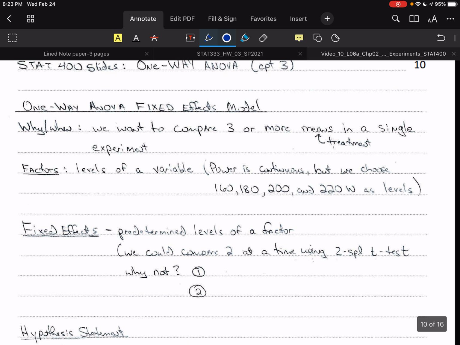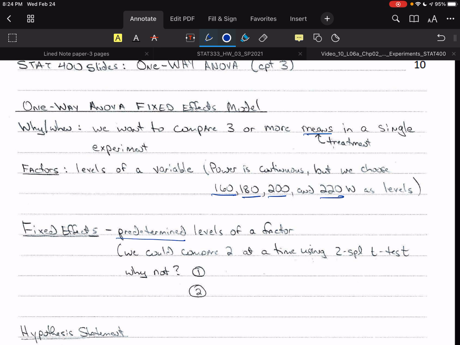So, again, why would we want to do a one-way fixed effects ANOVA? We want to compare 3 or more means or treatments in a single experiment. Okay, the means of the treatment, or treatment levels. Factors, again, are levels of a variable. So again, power is continuous, but we're choosing 4 settings, just 4 values, and those are the levels of that factor. Okay. Fixed effects means that we're going to predetermine, in advance set the levels of the factors, and we're going to do it manually.